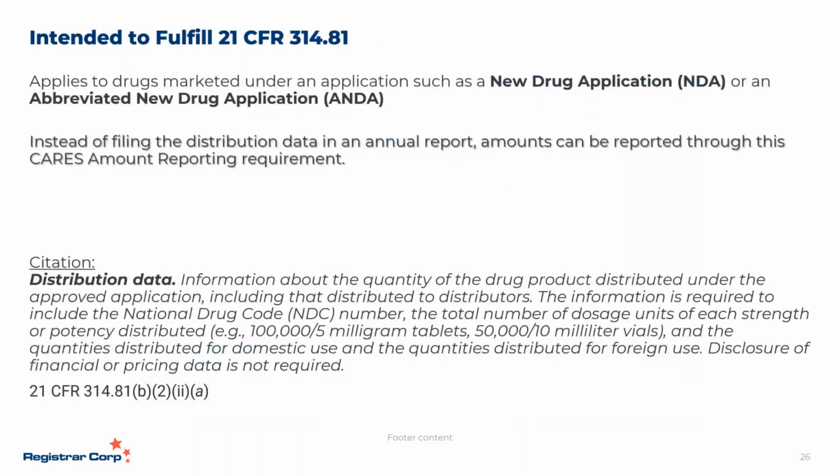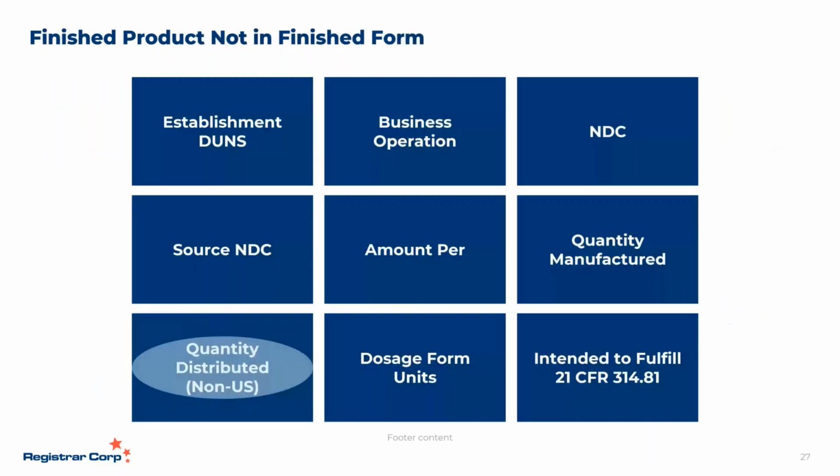This column is intended for drugs that are marketed under a new drug application or abbreviated new drug application. Application holders are required to file annual reports that include distribution data. The amount reporting can be used as an alternative method. Quantity distributed is a section that will include the amounts to report distribution data.